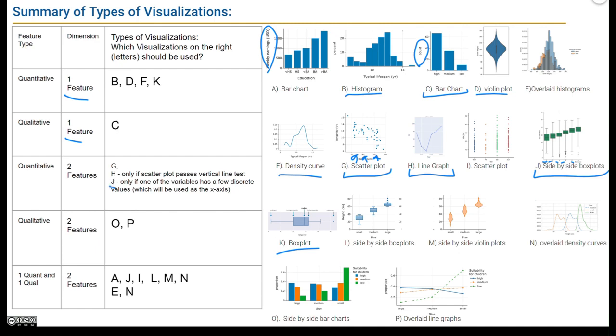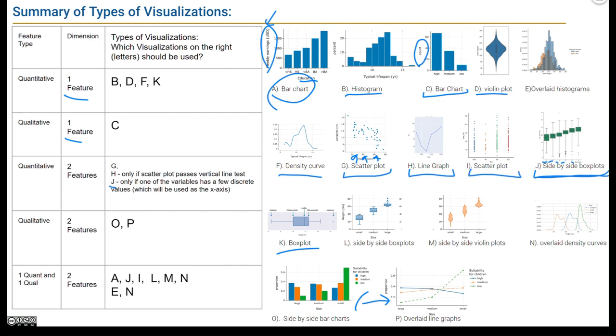If I have two qualitative features, then we talked about both the idea of either the side-by-side bar chart or the overlaid line graphs. Those are great options. And then one quantitative and one qualitative, I actually have the most options for. So bar chart would work here because, again, here I have qualitative on my X, quantitative on my Y. I can also do side-by-side box plots.